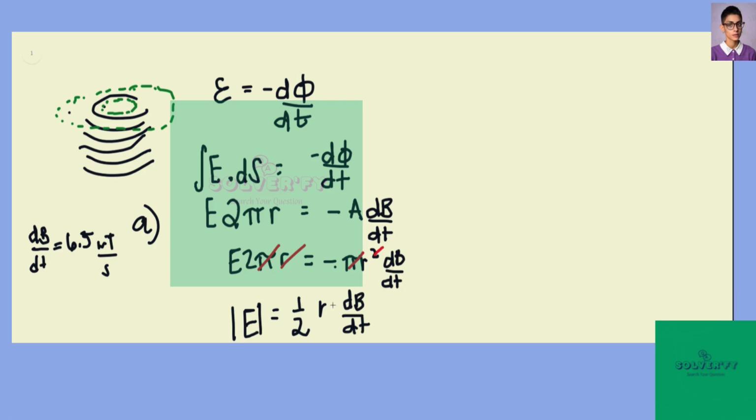And for A, r is equal to 2.2 centimeters, 0.022 meters. So plugging all of that in, I get that E is equal to 7.15 times 10 to the minus 5 volts per meter.